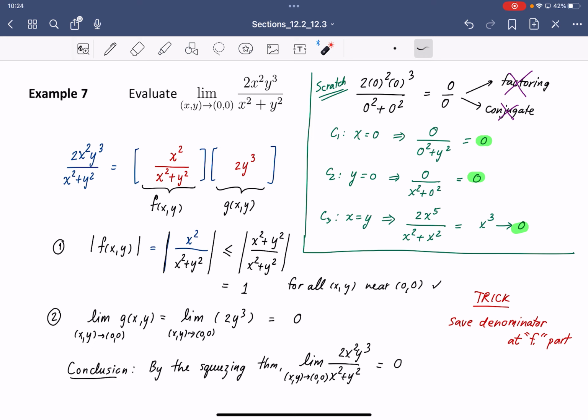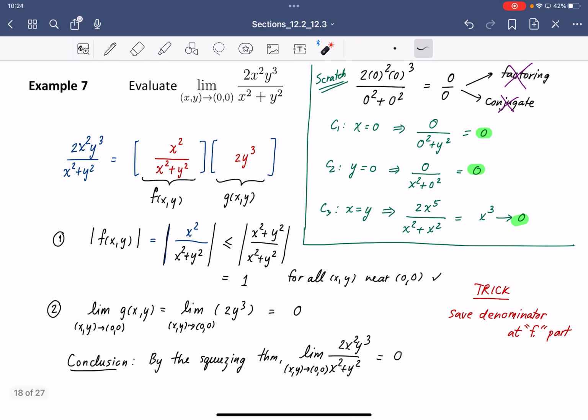Some of you may ask, can we do something other than this? If you use y³ in f here, it's going to be different, because you cannot bound it by something like this. So y³ is not less than x² + y², and it's going to be harder for you to bound the top part. So you have to think critically about what you are going to pick for f, so you can bound it by the term here. Make sense?